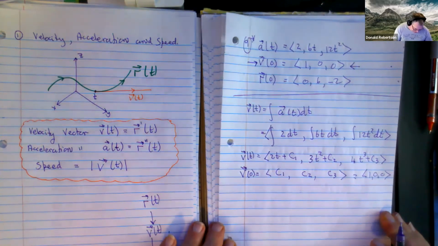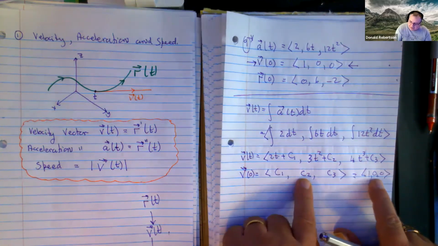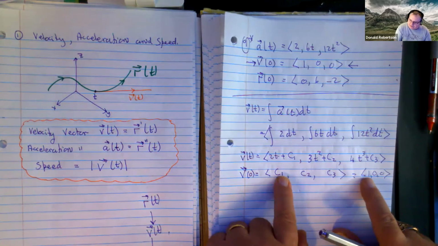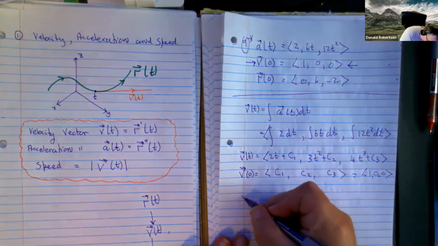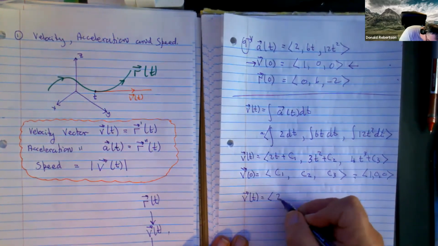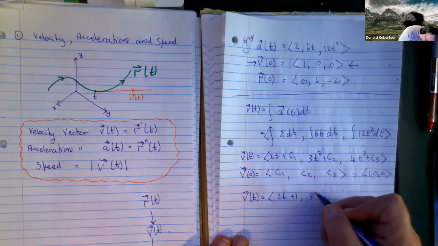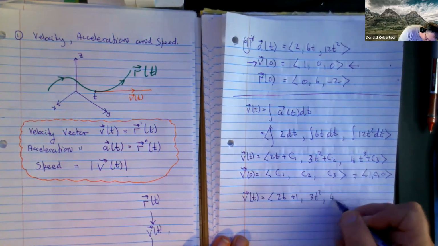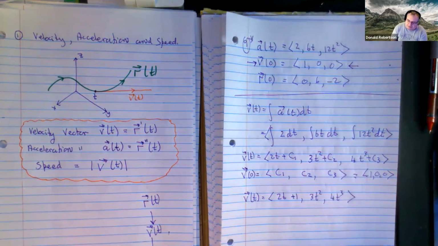Now, if you're really lucky, you'll get a question that matches like that. Would you agree C1 is 1 and the other two are zeros? Right? C1 is 1 and the other two are zeros. So I could just cut to the chase and write the answer down there. It's 2t plus 1, 3t squared plus nothing, and 4t cubed plus nothing. There is your perfect everything you need to know about velocity vector.